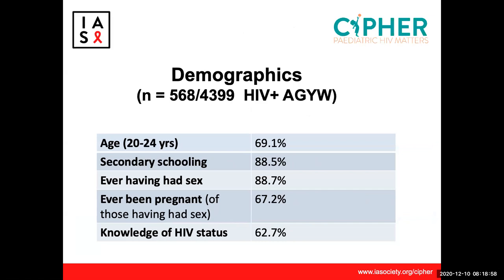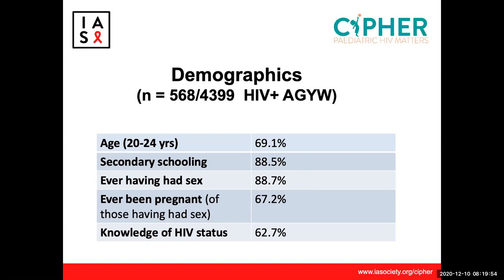So just to give you some demographic information of the participants who tested positive. Of the larger sample, which is 4,399, 568 tested positive, and among the HIV positive sample, 69% were aged 22 to 24 years. Most of the sample, 89%, had secondary schooling, and most reported ever having had sex. 67% had ever been pregnant, and 62% had knowledge of their HIV status.